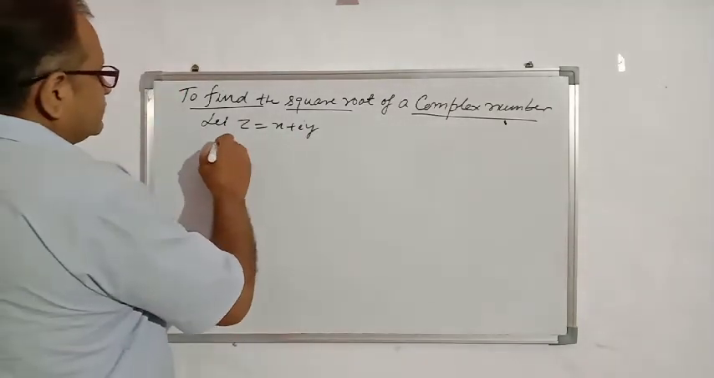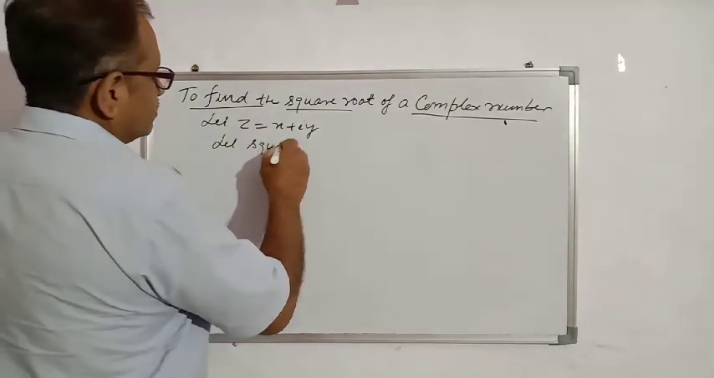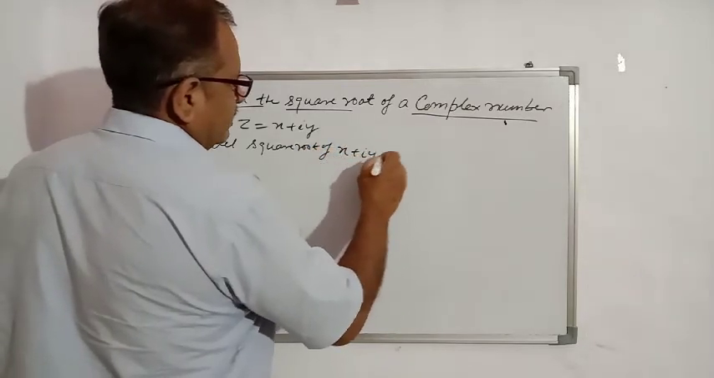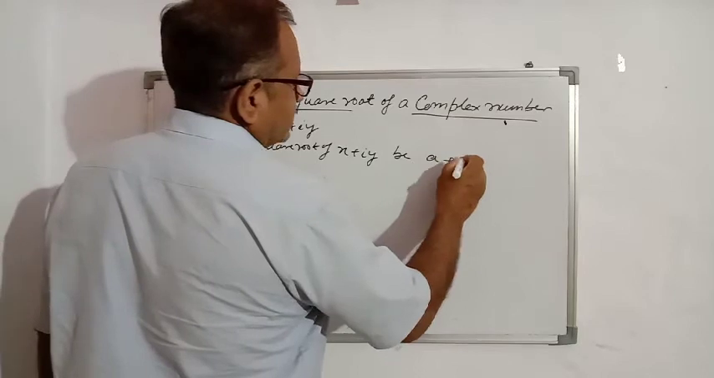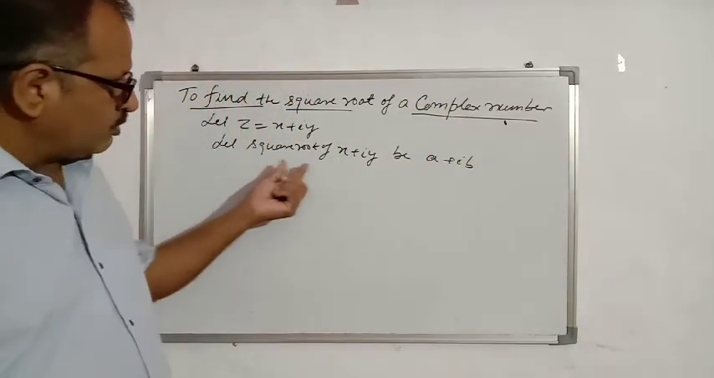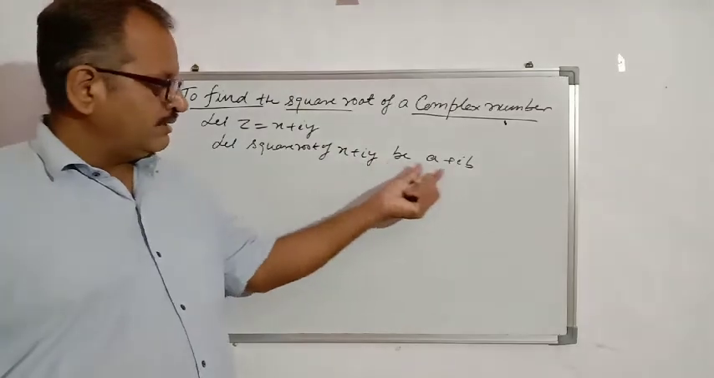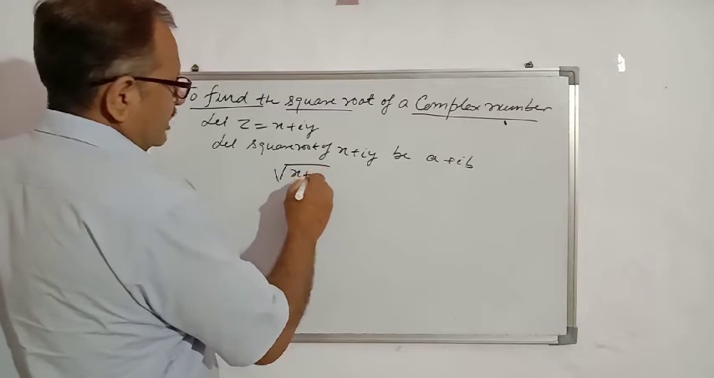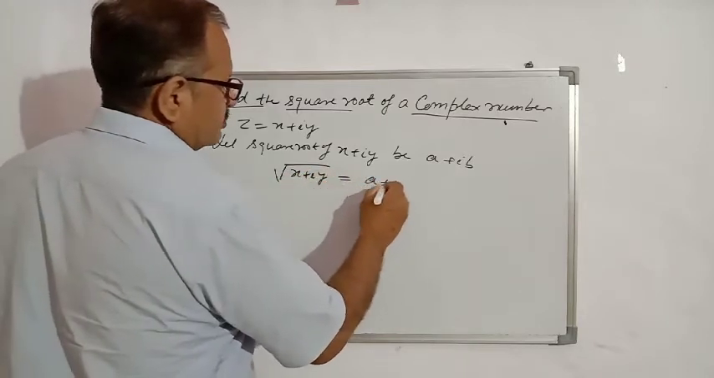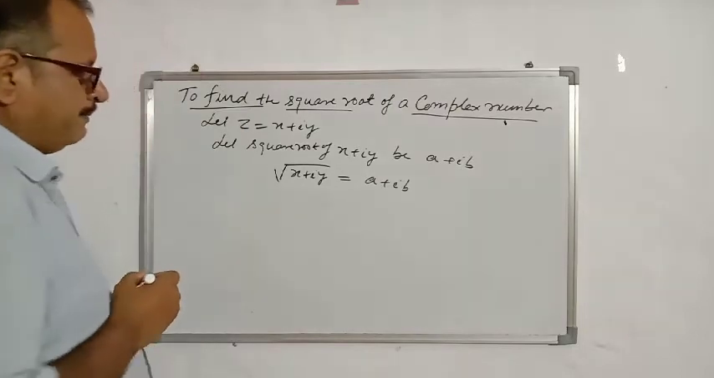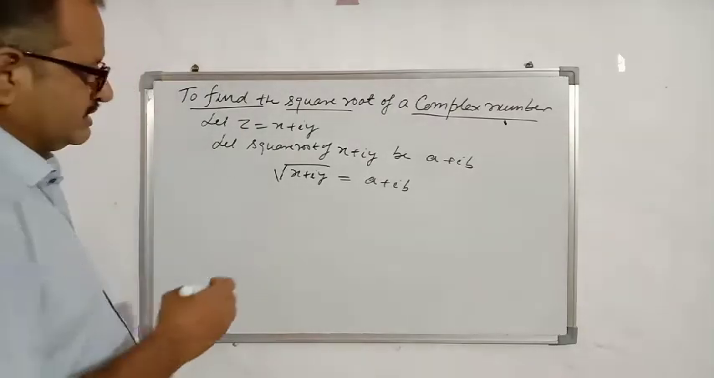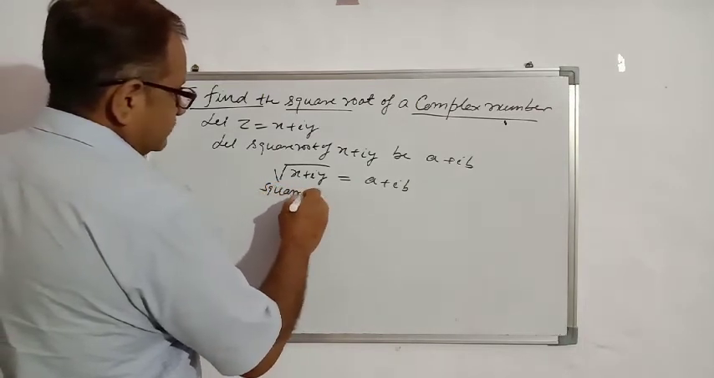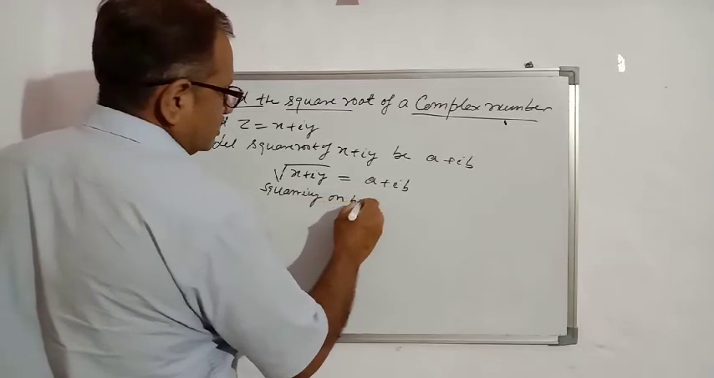So let the square root of x plus iy be a plus ib. Let the square root of x plus iy complex number be a plus ib. Then we can write the square root of x plus iy is equal to a plus ib. Now squaring on both the sides.